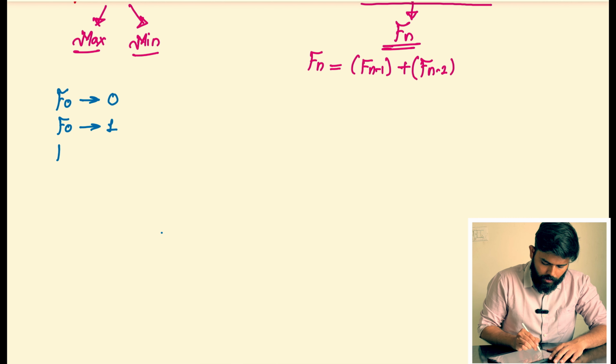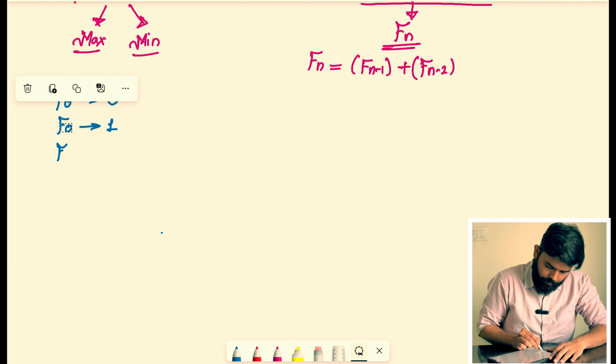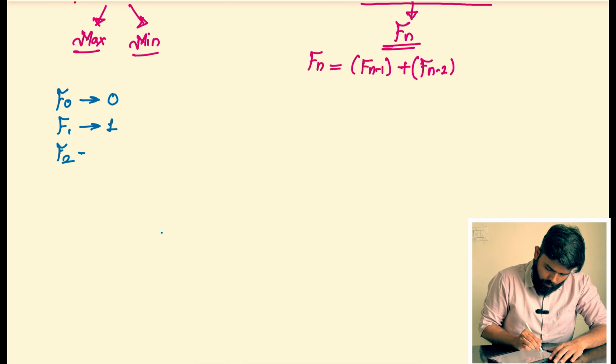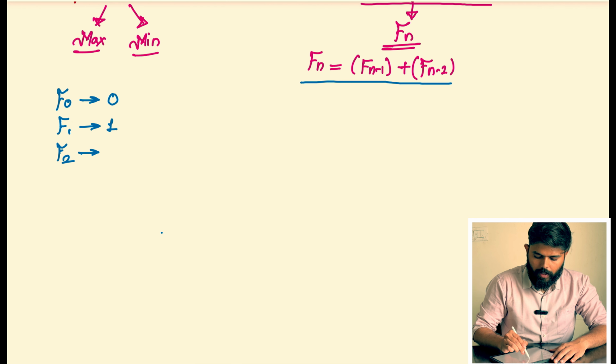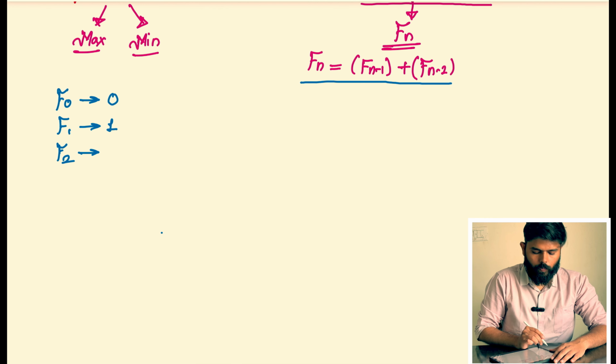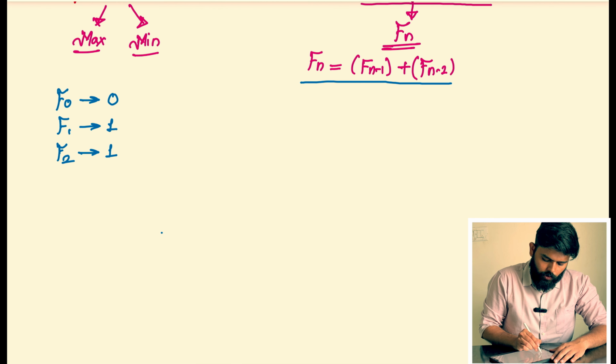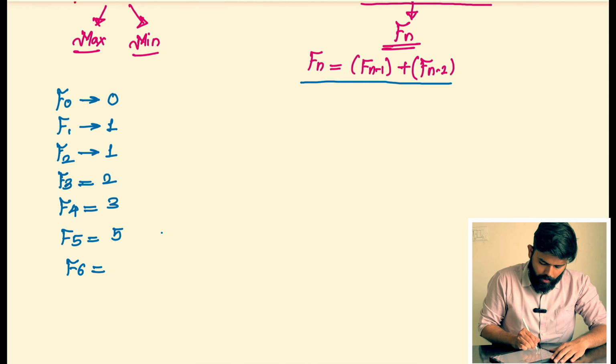Fibonacci of the first position is 1. Now, Fibonacci of the second position is the addition of the previous two numbers, because the standard formula is n minus 1 plus n minus 2. So F2 is 1 plus 0, that is 1. F3 is 1 plus 1, that is 2. F4 is 2 plus 1, that is 3. F5 is 3 plus 2, that is 5. F6 is 5 plus 3, that is 8.